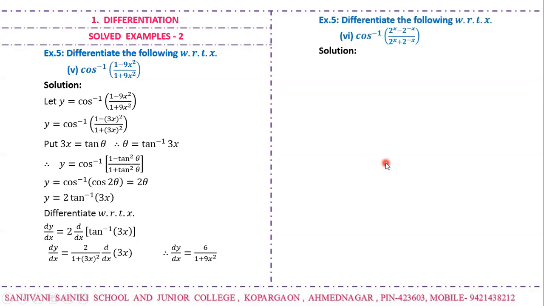Next example, cos inverse of (2 raised to x minus 2 raised to minus x) upon (2 raised to x plus 2 raised to minus x). Again it is the same as that example, but we have to just convert the given problem into this form, 1 minus something and 1 plus something, and see how to convert it into that form.